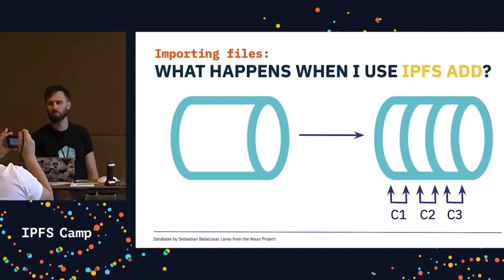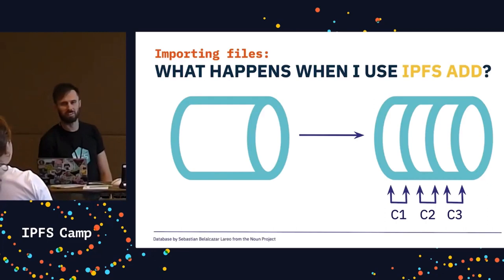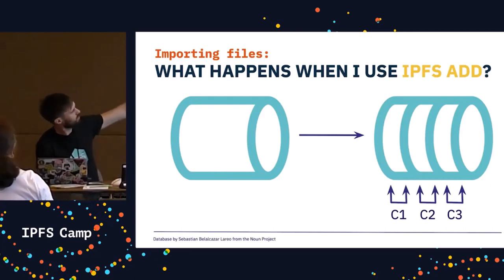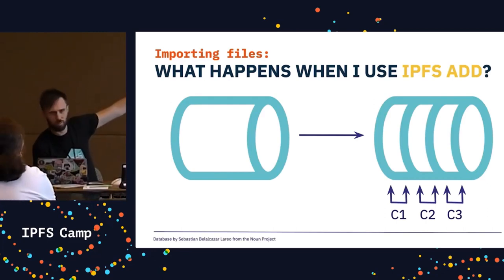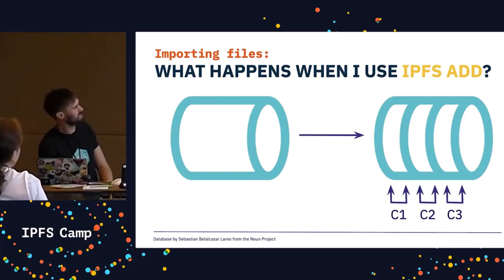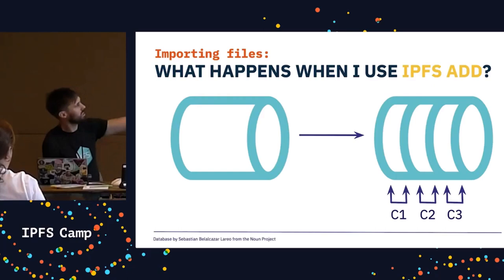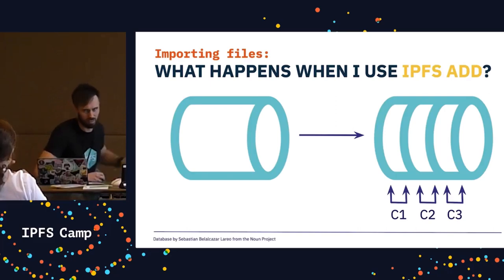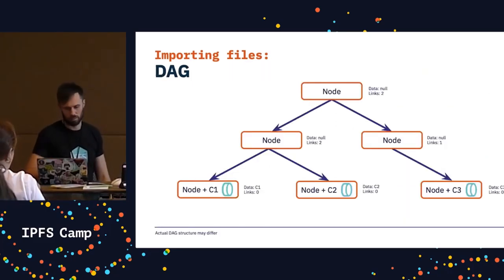What actually happens when I use IPFS add? My file here is a tube of bits, and what actually happens is that those bits get divided up into chunks. Chunk 1, chunk 2, and chunk 3. I'll be referring to them later, so if you see C1, C2, C3, these are the chunks of the file that get chunked up.